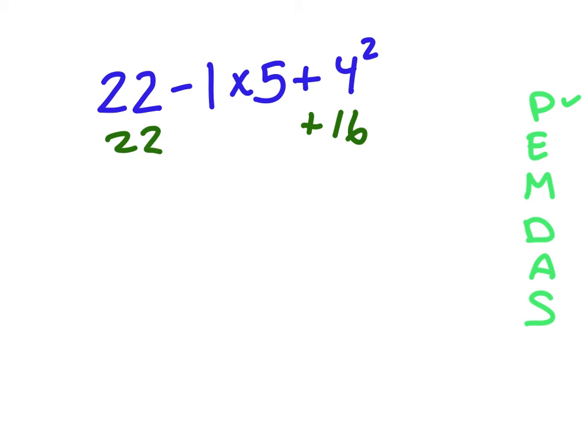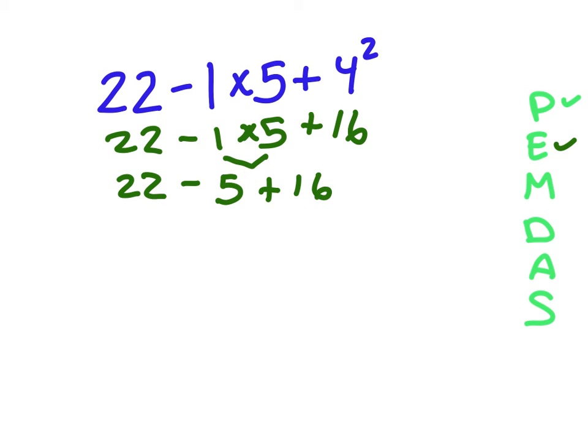So now I have 22 minus 1 times 5 plus 16. So I took care of my exponents. Now I have to do multiplication and division, whichever comes first, going left to right. So in this one, I only have multiplication. So I need to do 22, and now I'm going to say minus, but I have 1 times 5. I have to do that first. So it becomes 22 minus 5 plus 16.